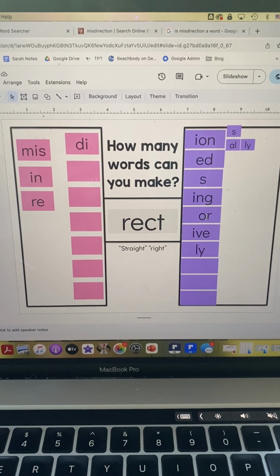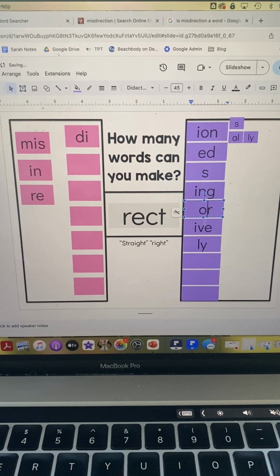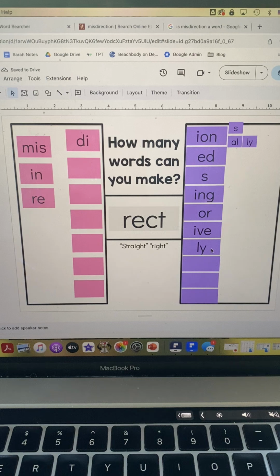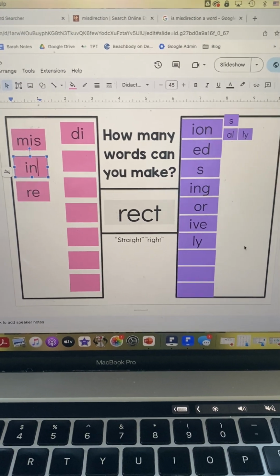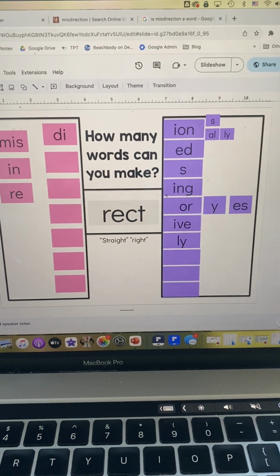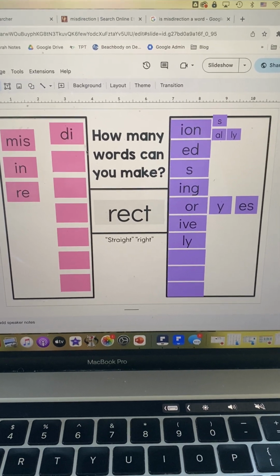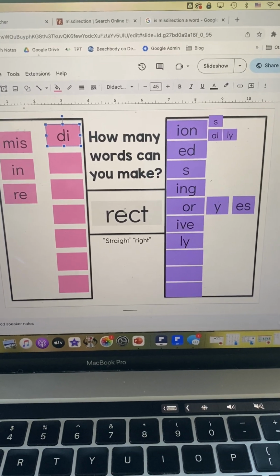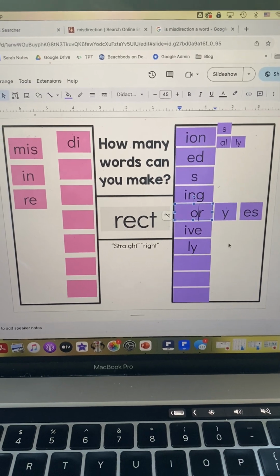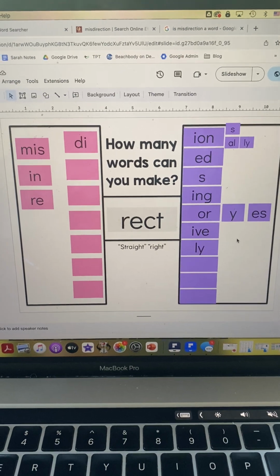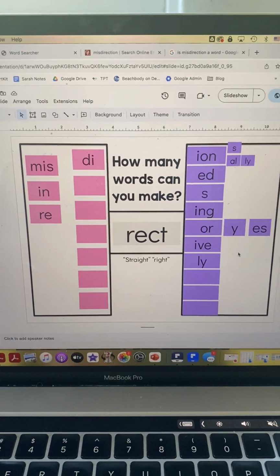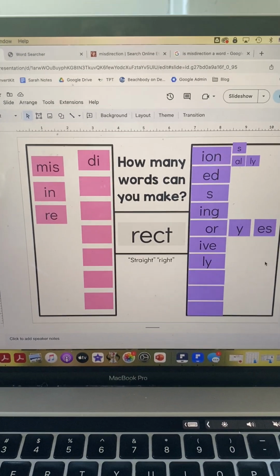I could make director with OR. I could make directive and I can make directly. I could even add on this indirectly. Now, if I want to look at the word director, I'm putting together these affixes, director, and then I add suffix y to make directory. And then if I want more than one directory, I can add suffix es.